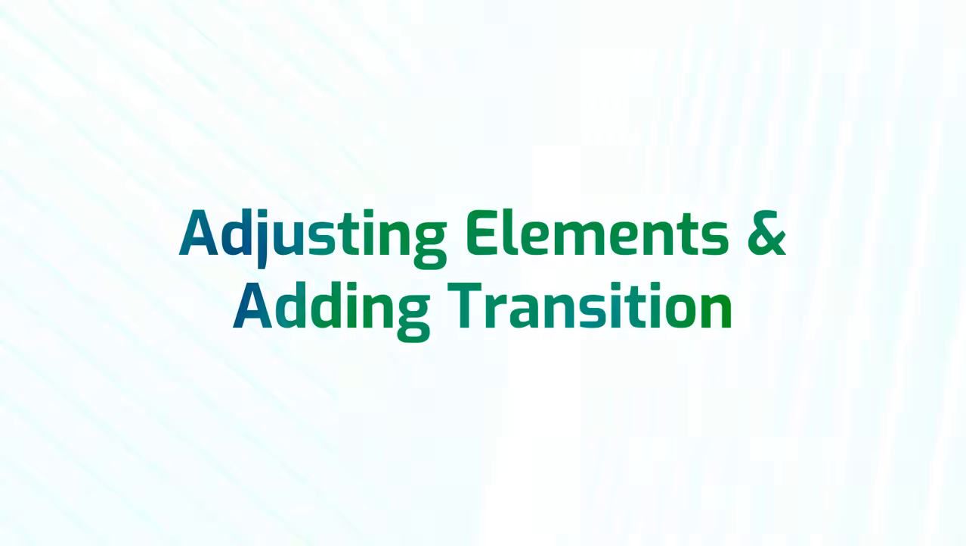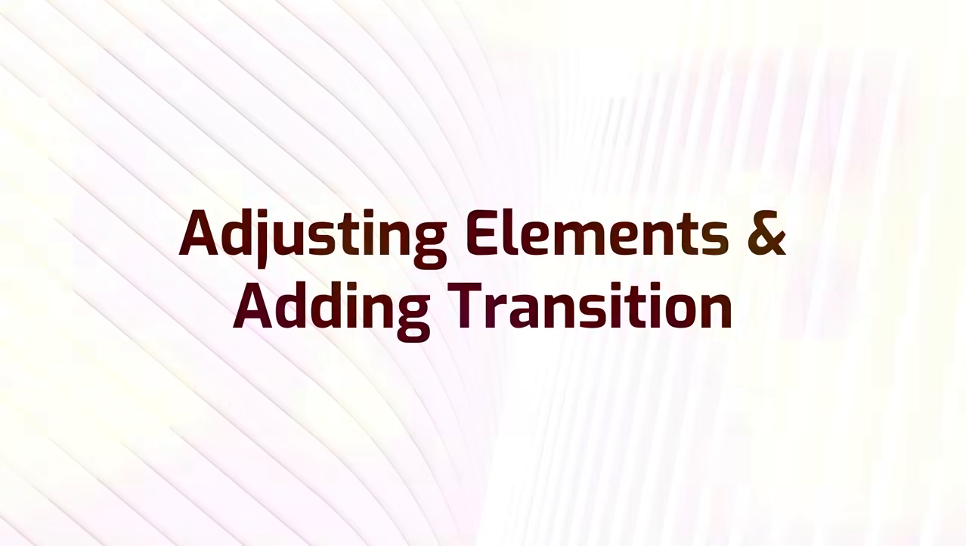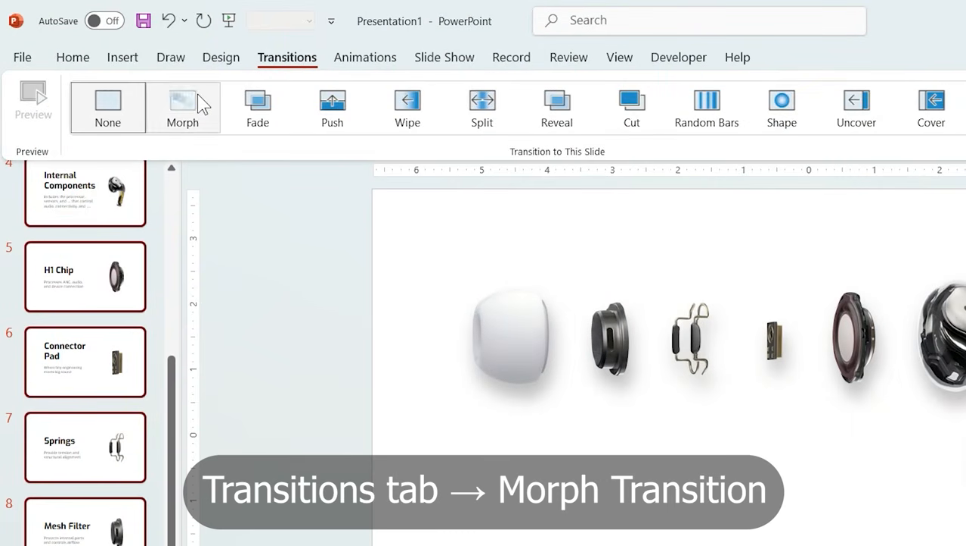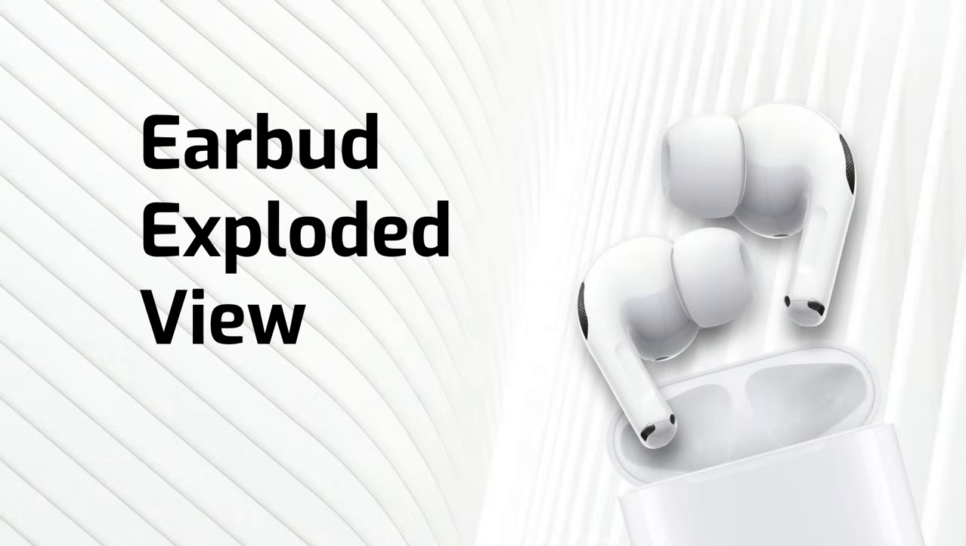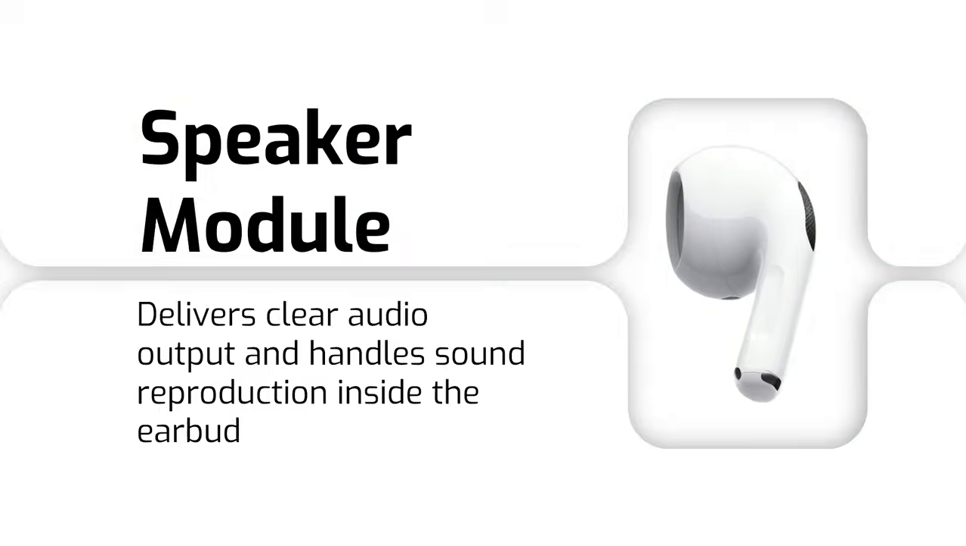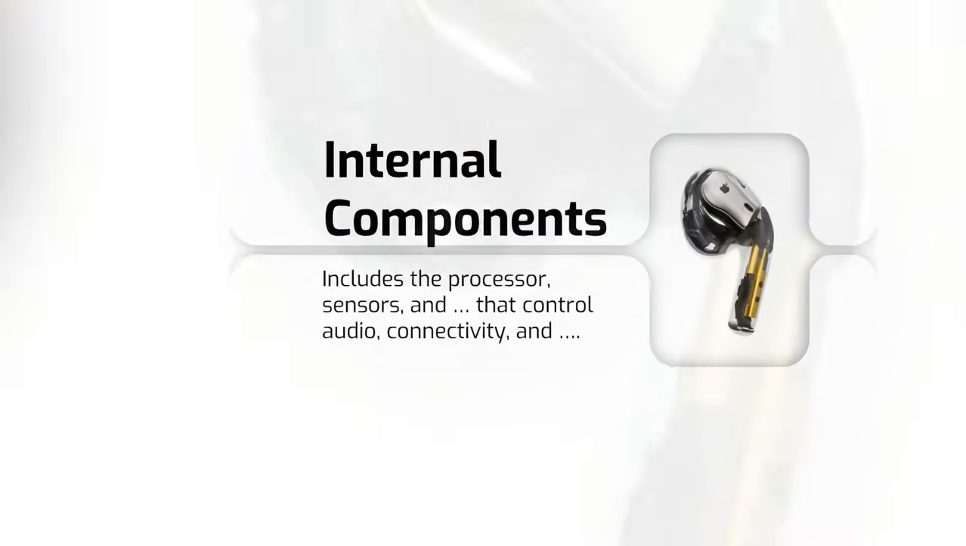Part 5. Transition and Morph Setting. Finally, select all slides and apply the Morph Transition from Transition tab. And that's it. With just a few steps, you can turn any basic PowerPoint presentation into a stunning visual masterpiece.